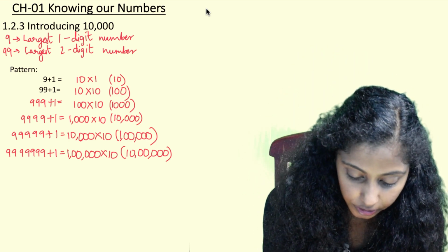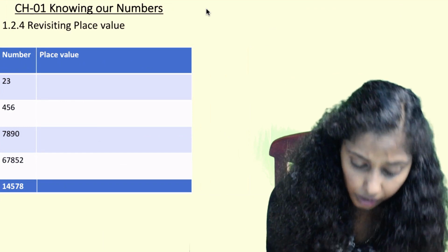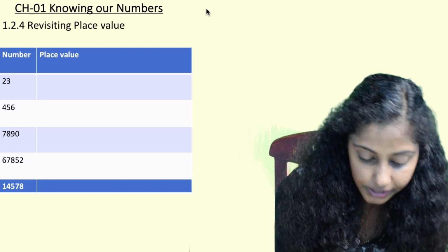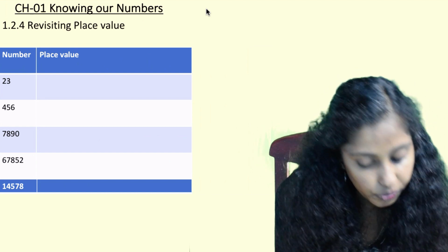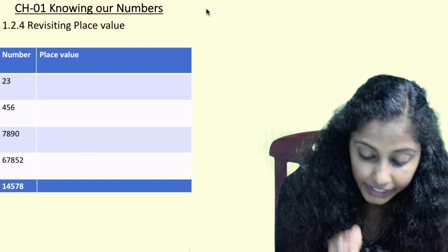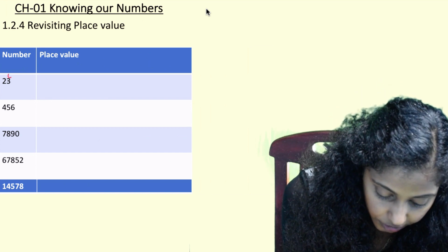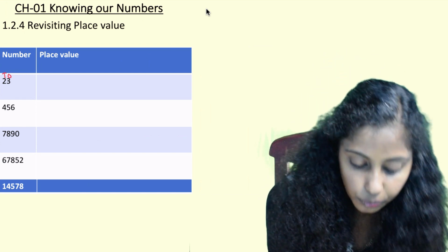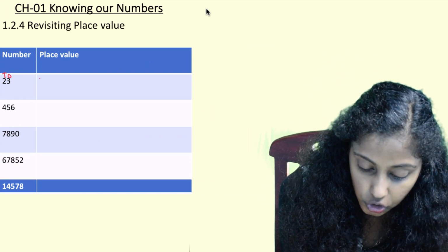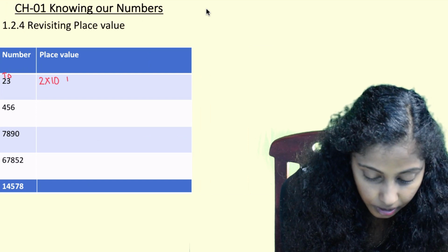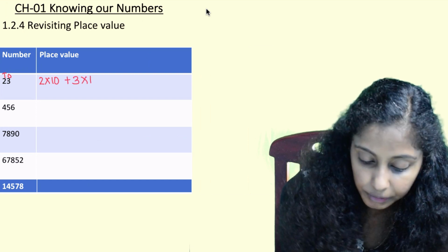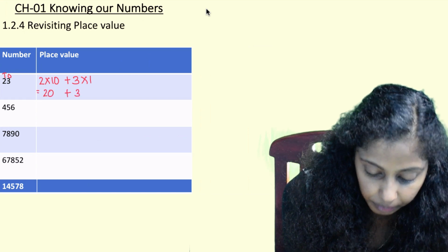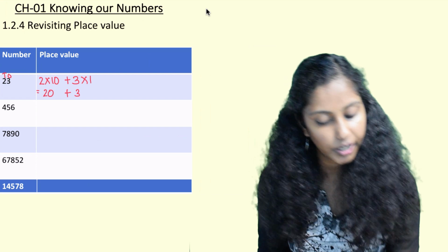Now we proceed further with revisiting place value. Place value we have done in our lower classes. Let's revise it. Now if the number given is 23, we start from the right hand side. We start from the last digit, we write it as ones and then tens. So 3 is in ones place and 2 is in tens place. So 2 tens is 20, 2 multiplied by 10, plus 3 is in ones place, so 3 multiplied by 1. 2 multiplied by 10 is 20 plus 3 multiplied by 1 is 3. 20 plus 3 gives us again 23.